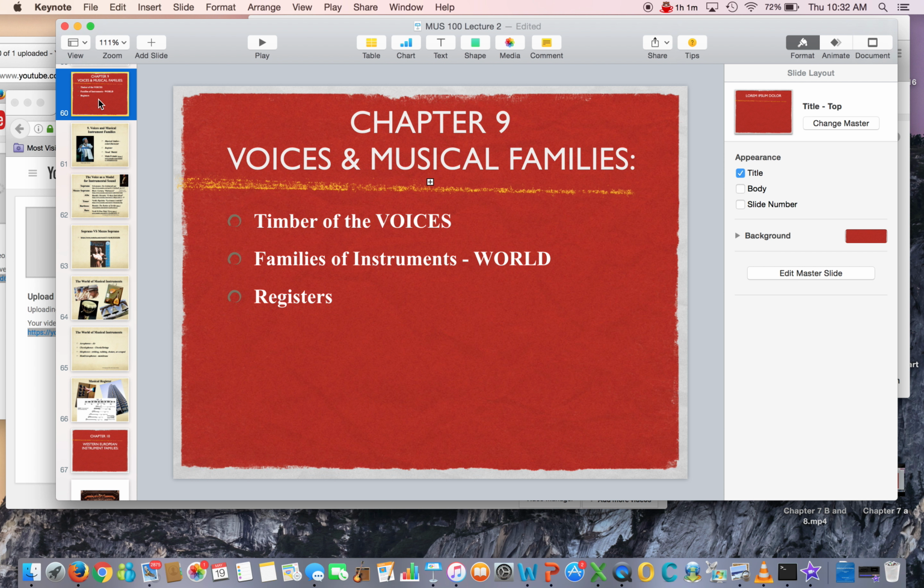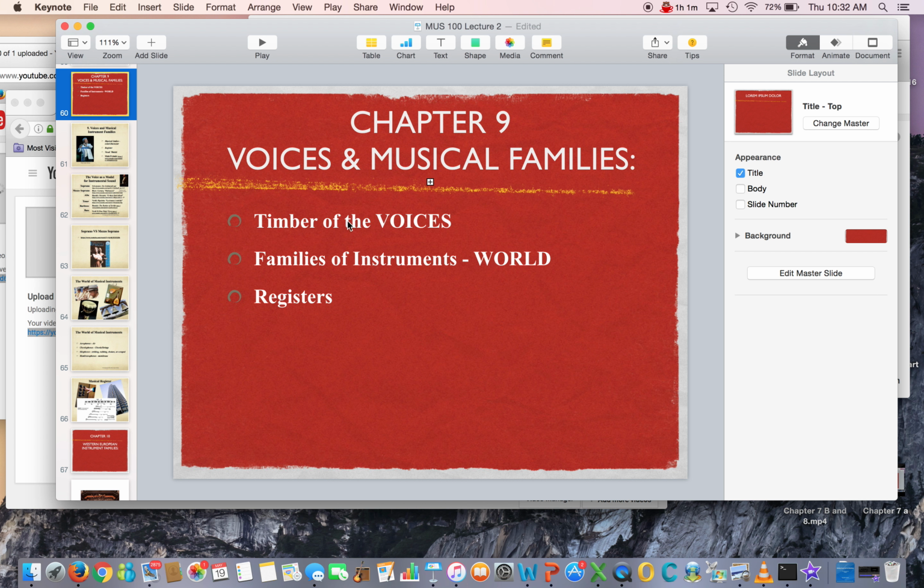Okay, going on to chapter 9. Chapter 9 is the voices, the human voices, singing voices, and the musical families of the world. There are some musical family names that we give to the instruments of the world. In chapter 10, we'll look at the Western European orchestral instruments. And also in this chapter 9, we're going to do the registers.